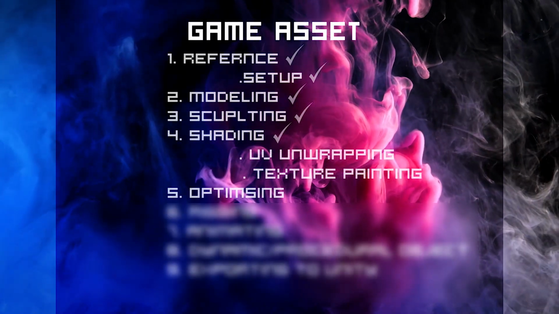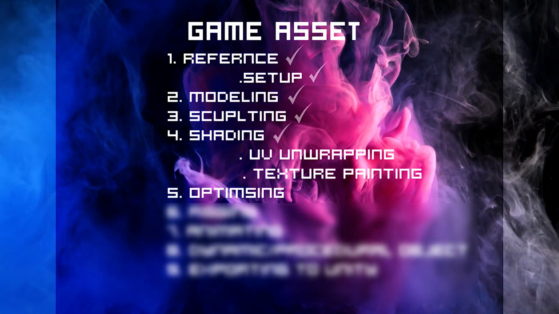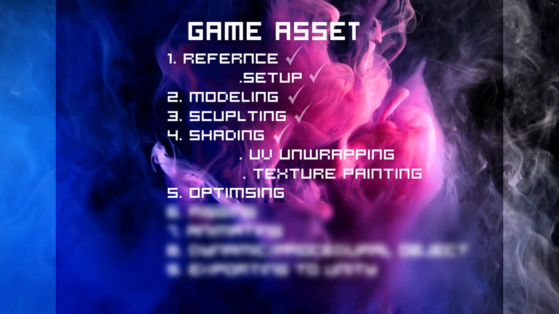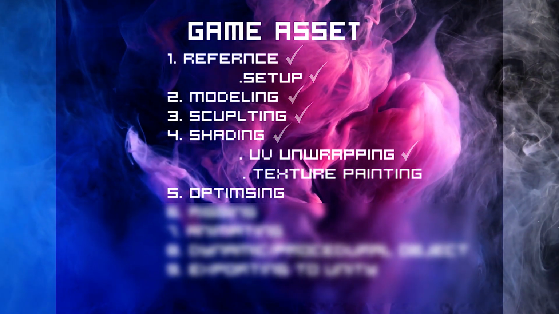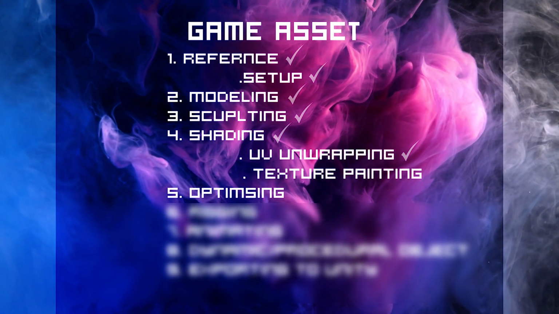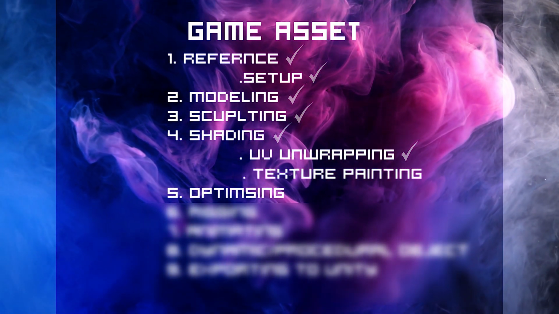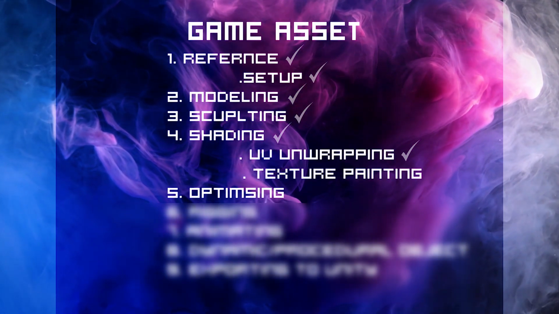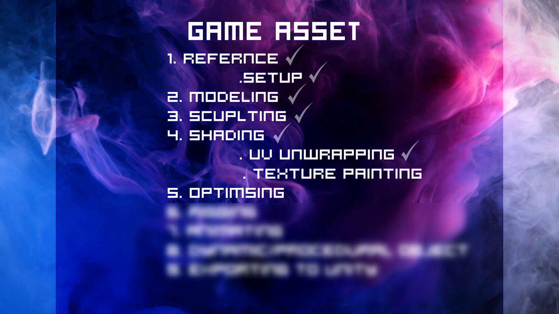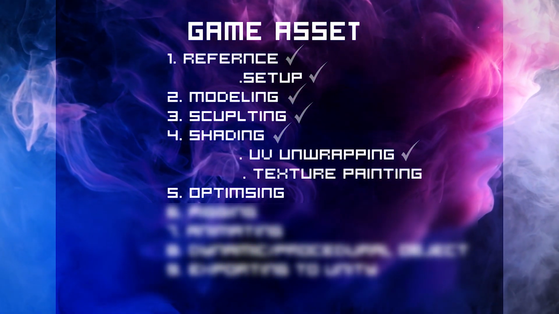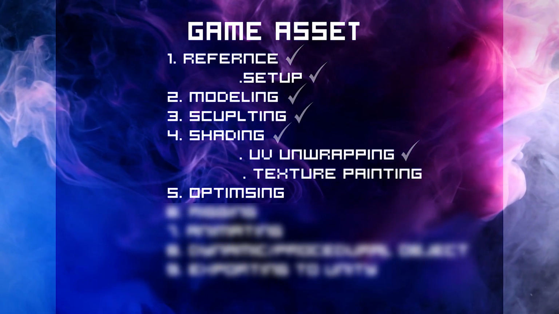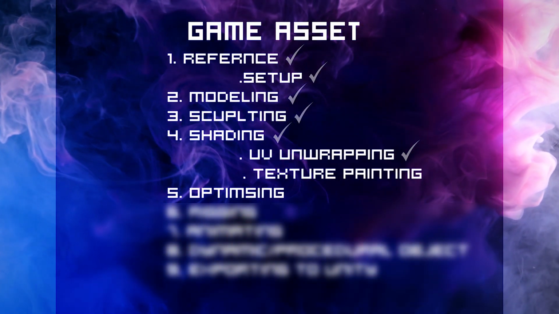So now that we got UVs correct, it is time for us to move to our next step, which is texture painting. Sometimes you want to use more than one texture on your mesh, or maybe paint a basic color on your mesh. To do this, we are going to do a simple thing called texture paint. Let's get started.